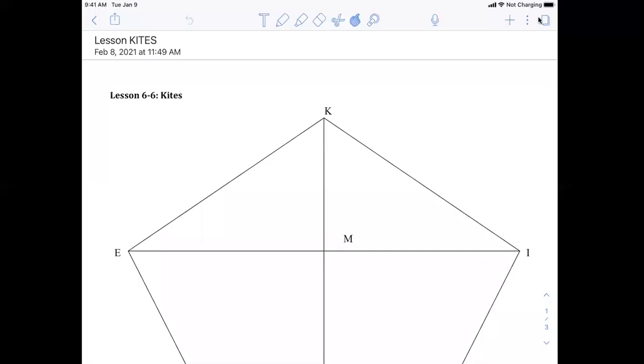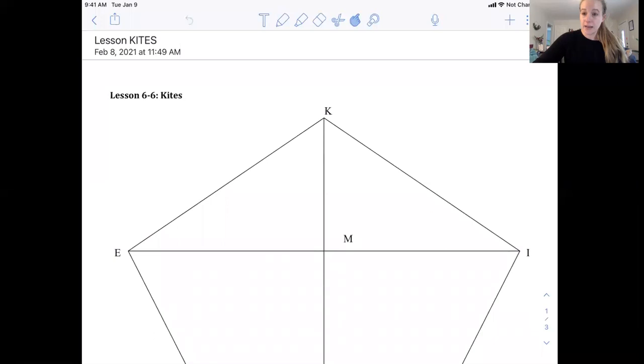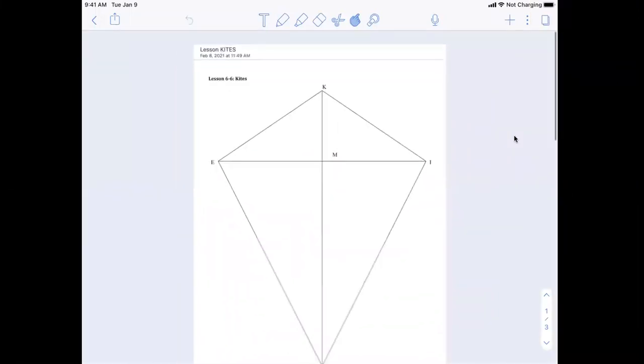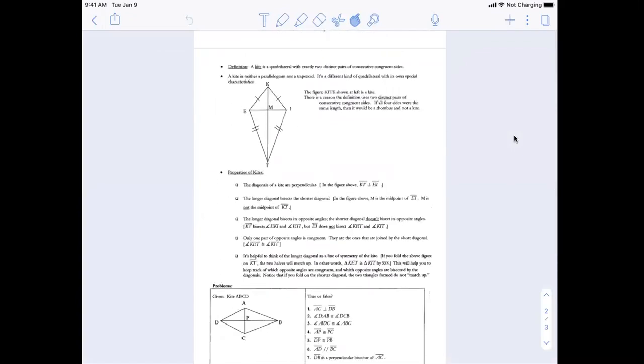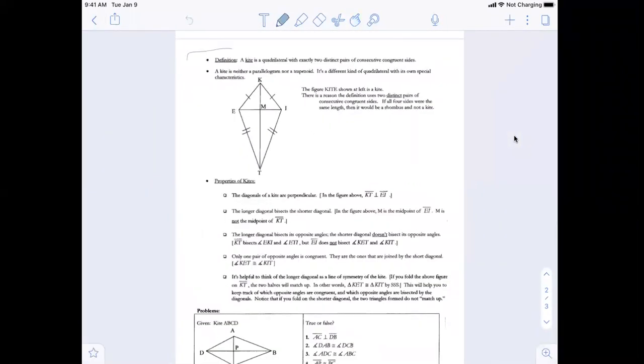Alright, so this is our lesson on kites. We're going to focus on this page right here. I'm going to flip back and forth, but for your sake, focus on just the big kites page. What we're doing is taking all of the words on the second page and putting them on our big picture of the kite, so we can understand all of the properties.